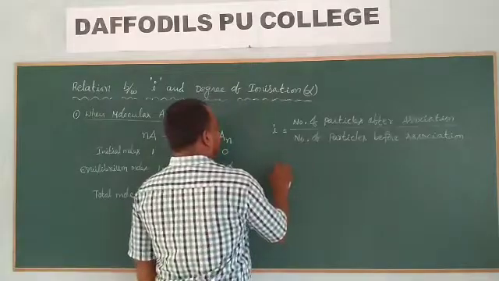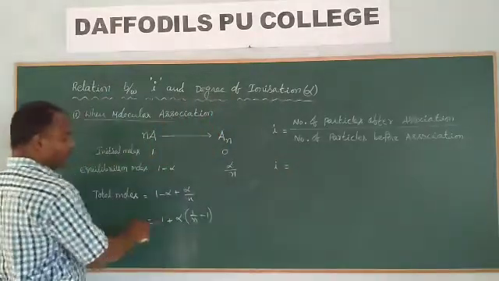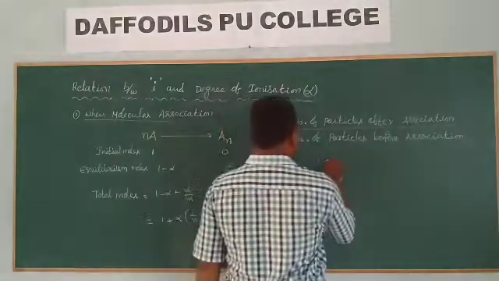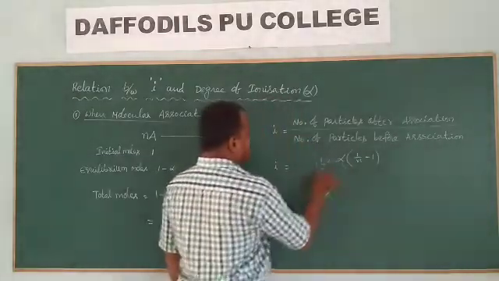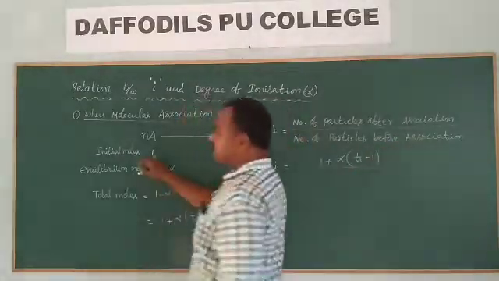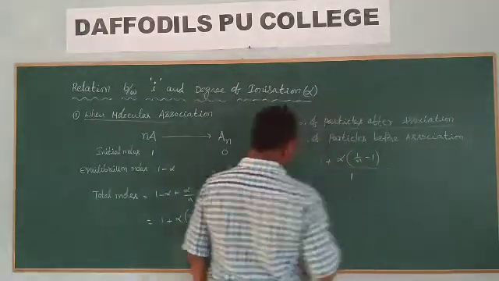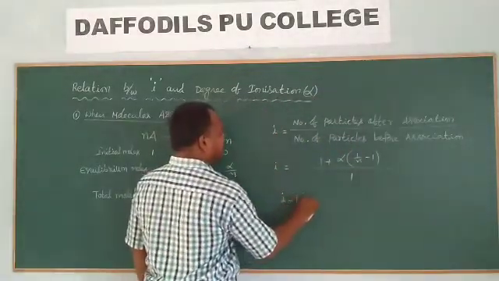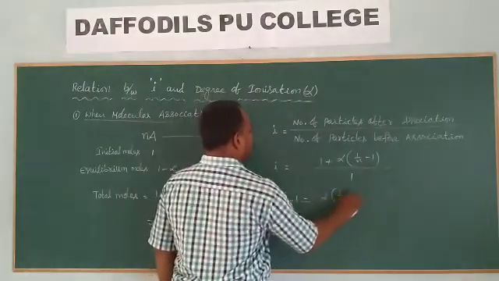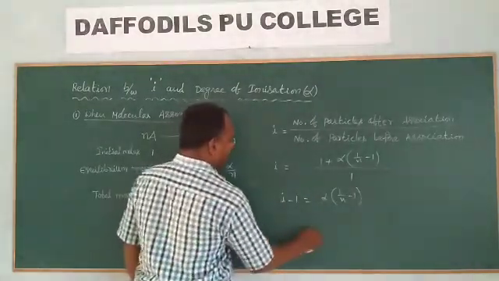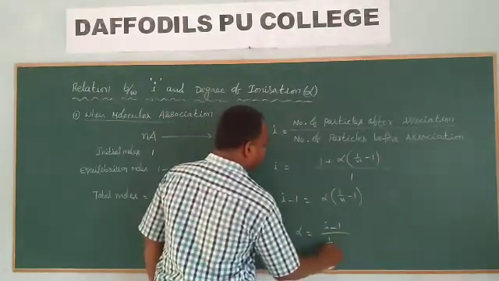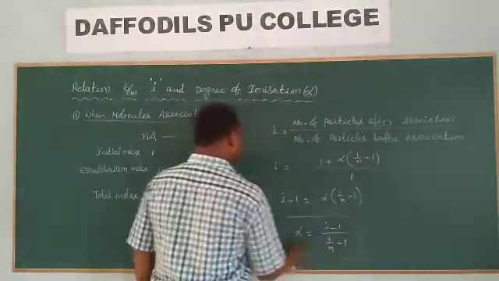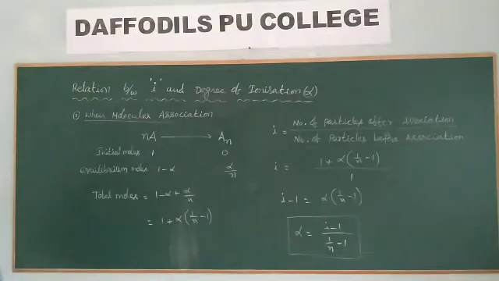So how many particles are there after association? This many: 1 plus alpha into (1 by n minus 1). Before association, how many particles are there? Only 1 particle. i minus 1 is equal to alpha into (1 by n minus 1). Alpha is equal to (i minus 1) by (1 by n minus 1). So this is the relationship between alpha and i when molecular association is taking place.